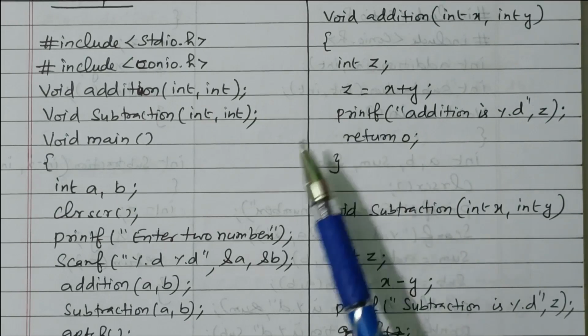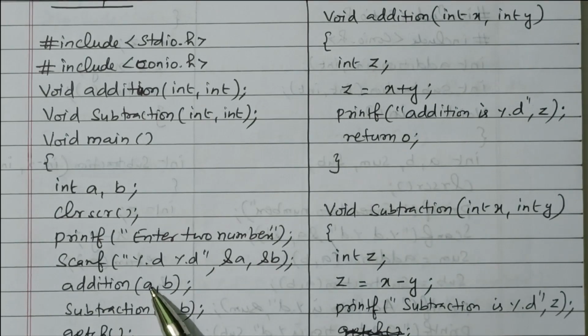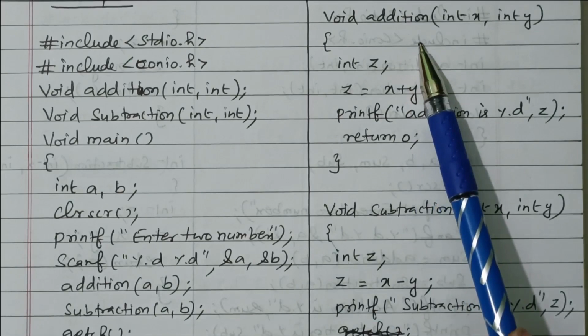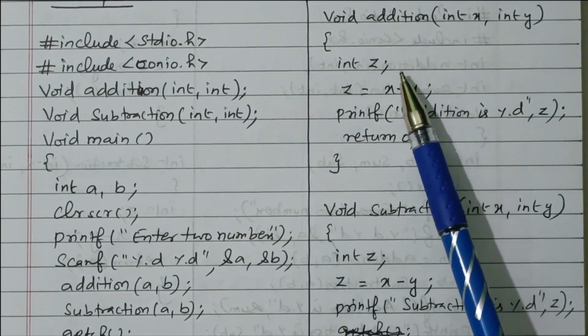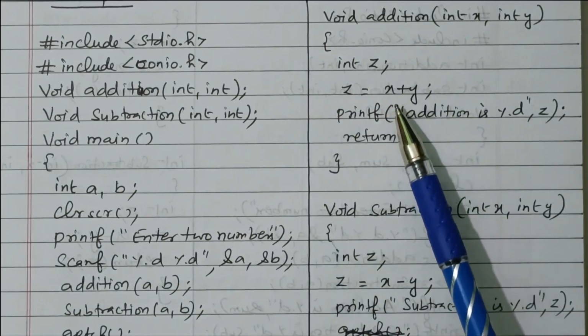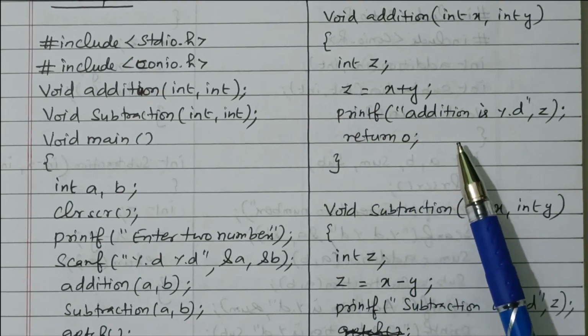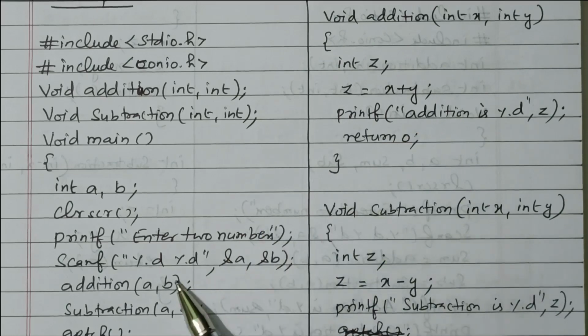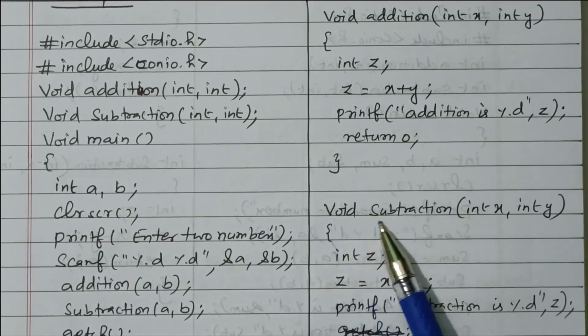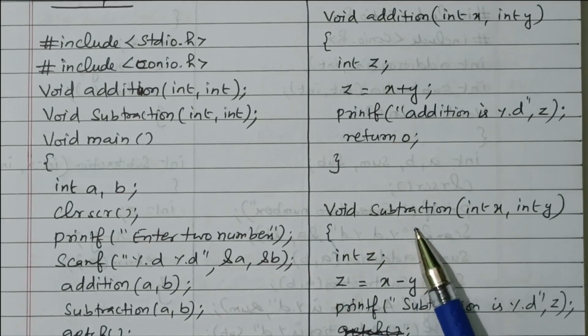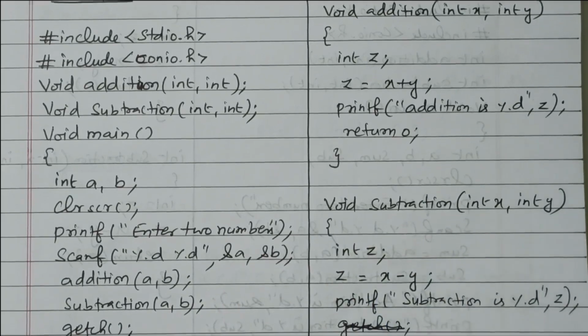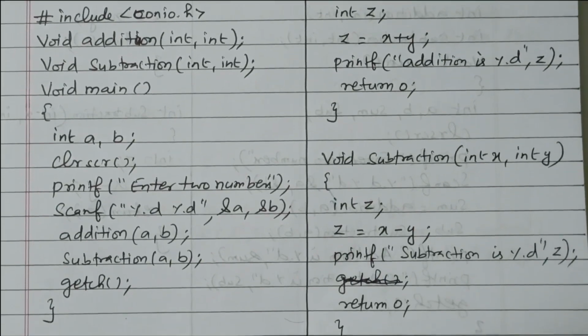Right? So when the addition function is called, the control will transfer to the function definition. Inside it will declare one variable, add these two numbers and store the result in z. That z is printed. Now control will transfer back again to the call after addition, without any argument. Now we are calling subtraction here. After addition we are calling subtraction. Then control will transfer to the function definition called subtraction.